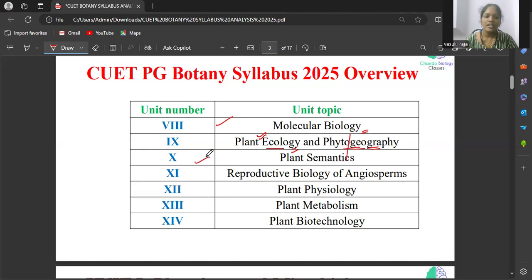In unit 10, plant semantics. There are some important factual informations under this topic, which will be explained very clearly during our class. Unit 11 is related to reproductive biology of angiosperms. See, the most important thing, it is core botany.